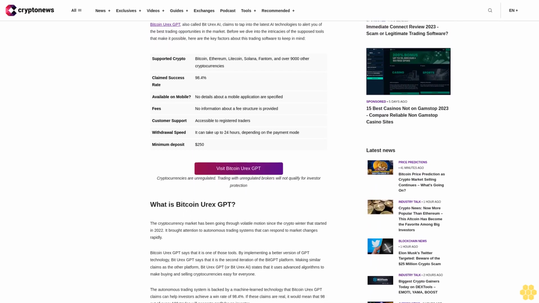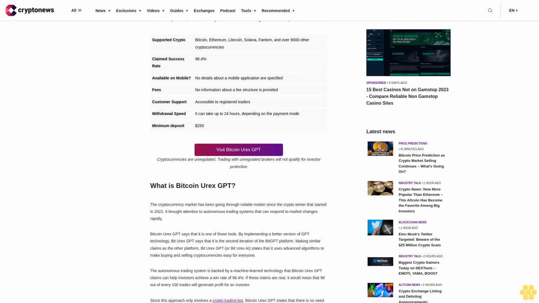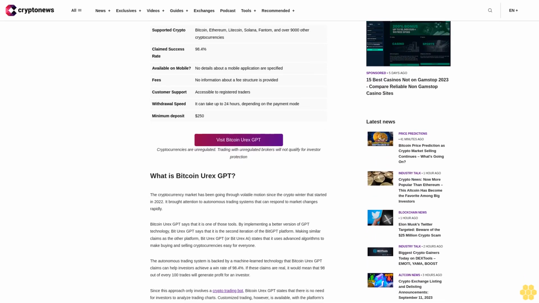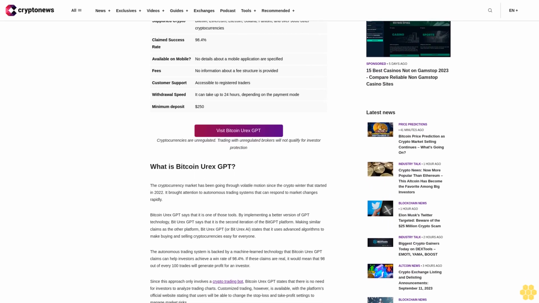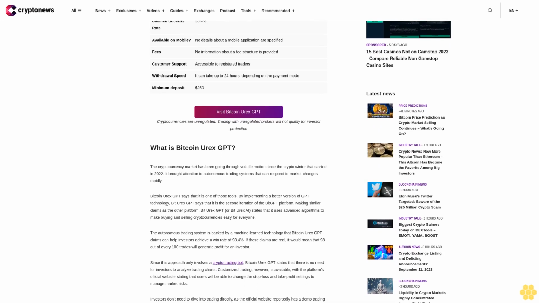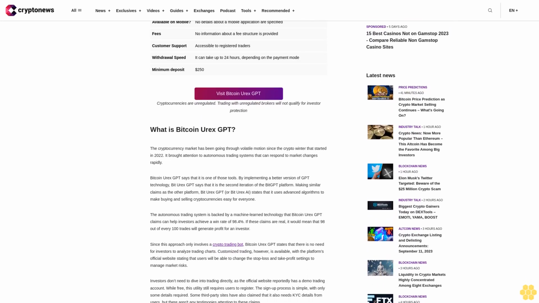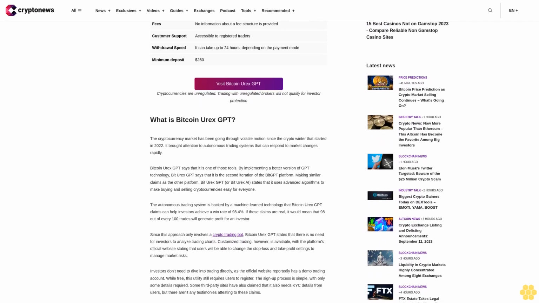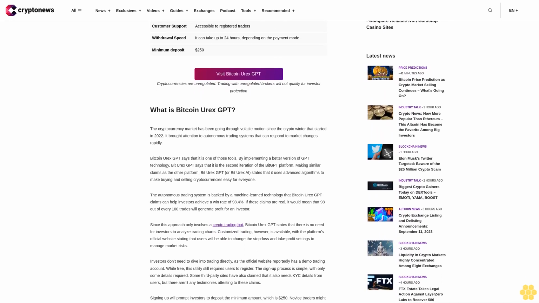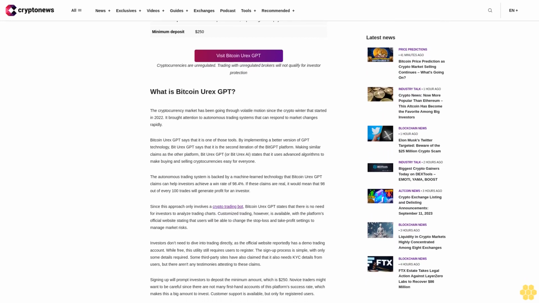What is Bitcoin Urex GPT? The cryptocurrency market has been going through volatile motions since the crypto winter that started in 2022. It brought attention to autonomous trading systems that can respond to market changes rapidly. Bitcoin Urex GPT says that it is one of those tools. By implementing a better version of GPT technology, Bit Urex GPT says that it is the second iteration of the BitGPT platform, making similar claims as the other platform.